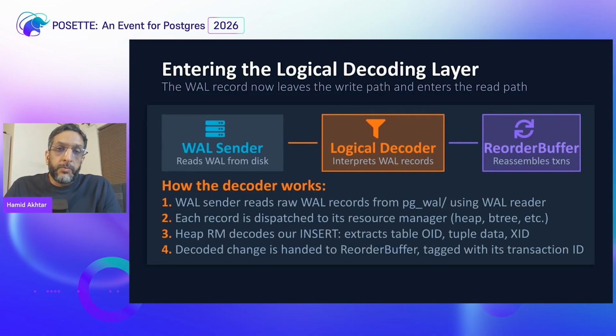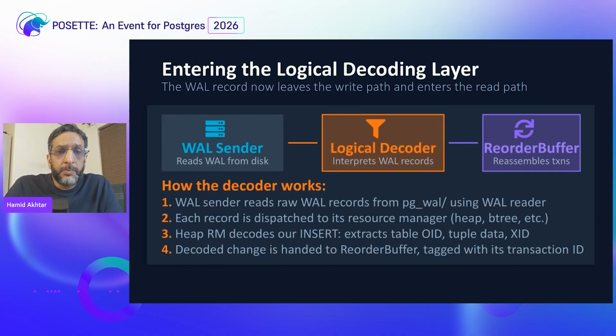So the logical decoding layer involves a WAL sender process, logical decoding, and the reorder buffer. Now, these are three pretty intense components of logical replication. Starting with the WAL sender: a WAL sender gets initiated when a subscriber connects. It's initiated by the subscriber when the postmaster receives a request to start replication, and a WAL sender is launched.